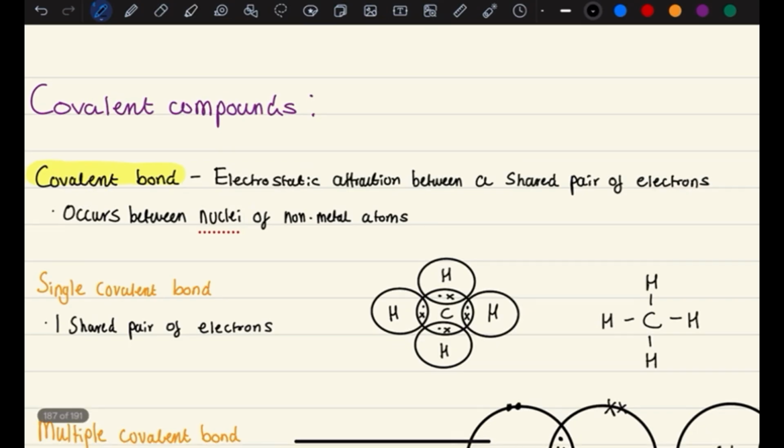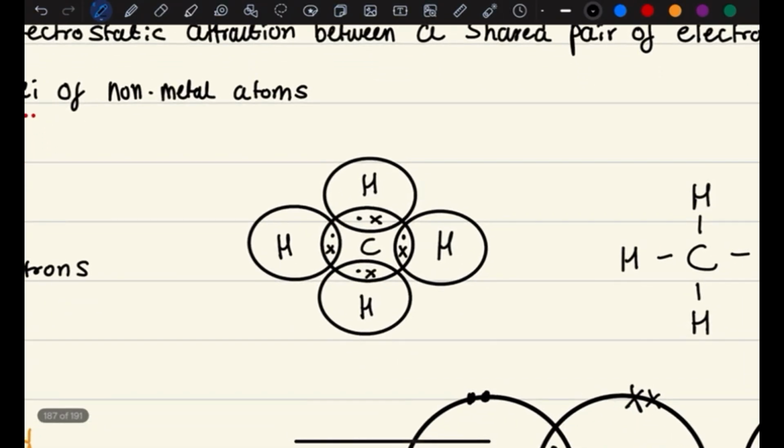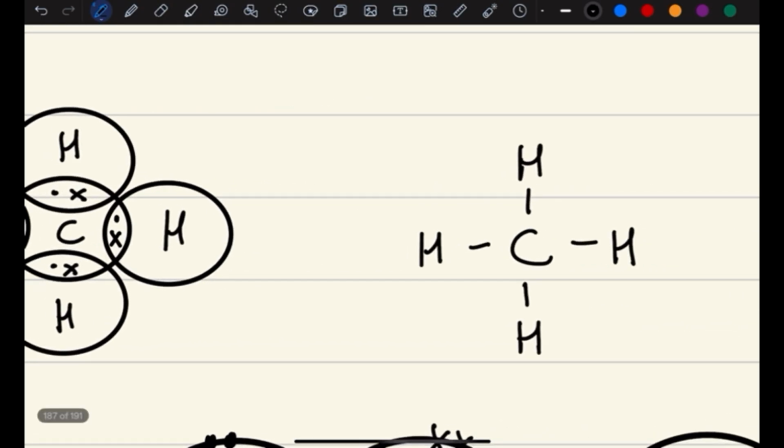We have our single covalent bonds, so there's one shared pair of electrons. Let's look at methane, for example. Rushing through this because it was technically GCSE, but you can see the carbon, say it's the dots, puts in an electron to each bond, and the hydrogen puts in another electron into each bond. Cool. Hope that makes sense. And you can see here, that is single covalent bonds.